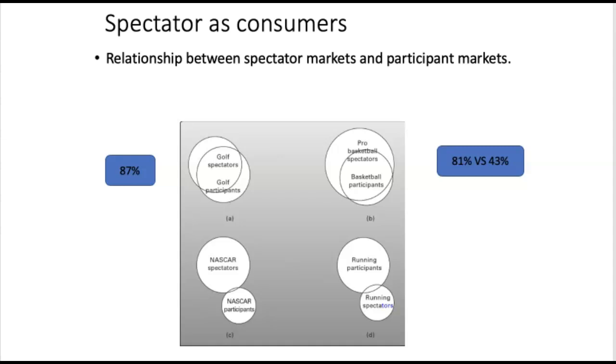Before we talk about sports fans, again, let me give you a scenario. I want you to go and think about it and have a quick discussion here.